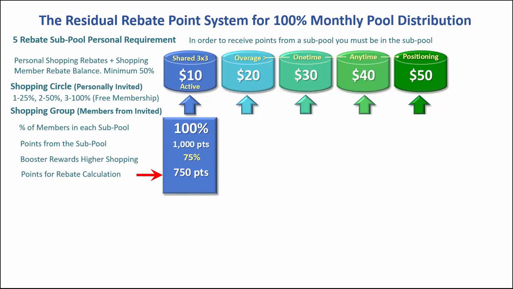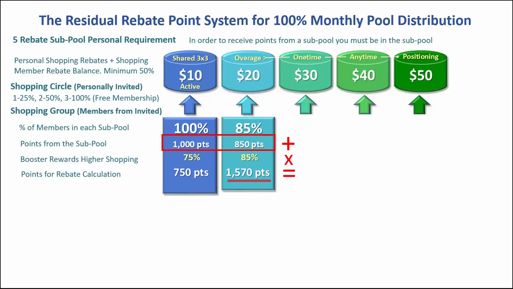there is 750. Now let's suppose the global member qualified to be in the $20 subpool. Well, since it's unlikely everyone will get to the $20 subpool, let's suppose 85% of their shopping group also qualified to be in the $20 subpool. So, even though this is not how points are calculated, let's just say that equals 850 points since that's 85% of the 1,000. The reward booster is higher for this pool, also at 85%. Now it's not just 85% of the 850 points in this subpool, it's 85% of the 1,000 plus the 850, so that comes out to 1,570 points for rebate calculation for being in the $20 subpool.